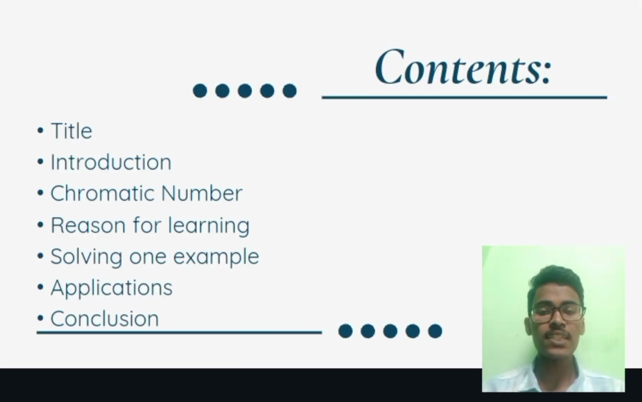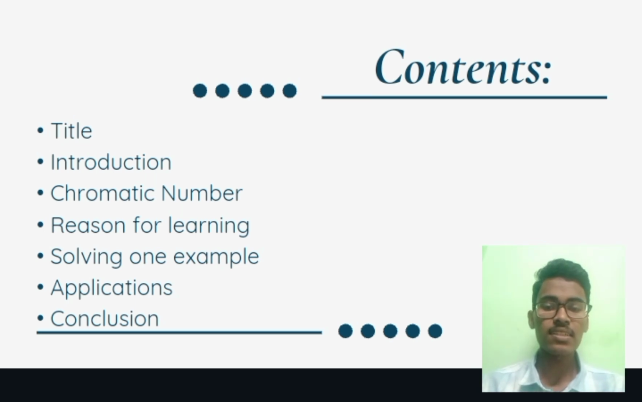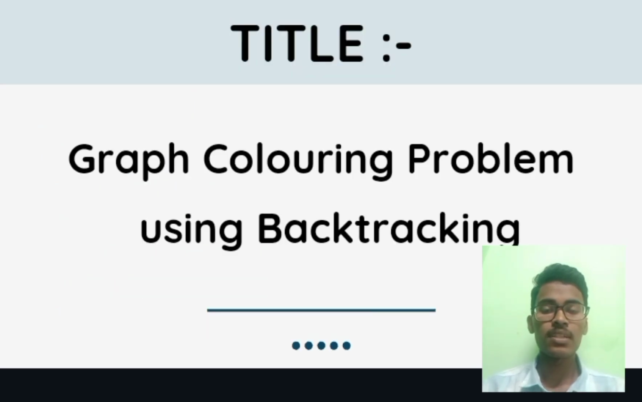The contents of the graph coloring problem are title, introduction, chromatic number, reason for learning, solving one example, applications, and finally conclusion. We will discuss one by one. And the title is graph coloring problem using backtracking.